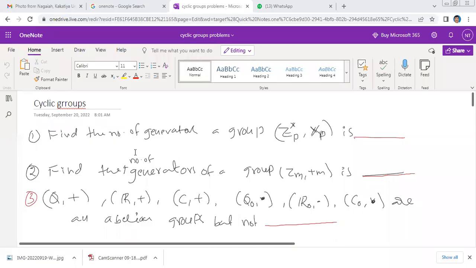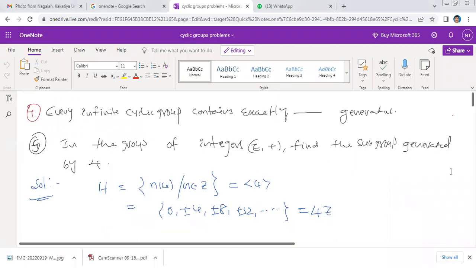Right, sir. Is it visible, sir? Yes, sir.